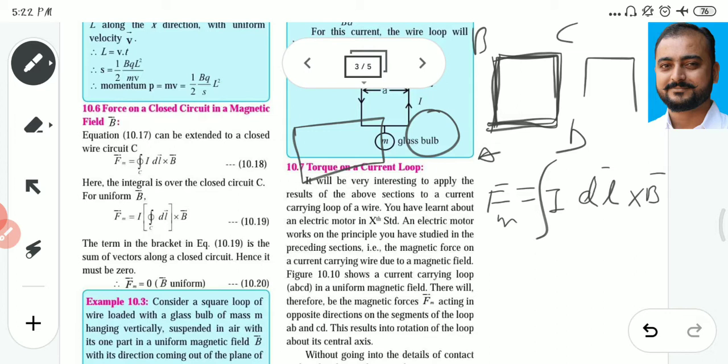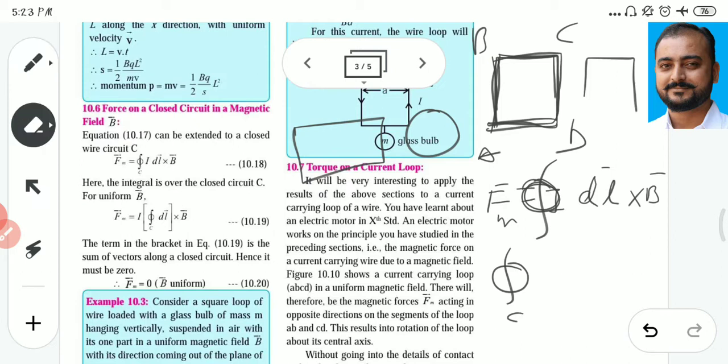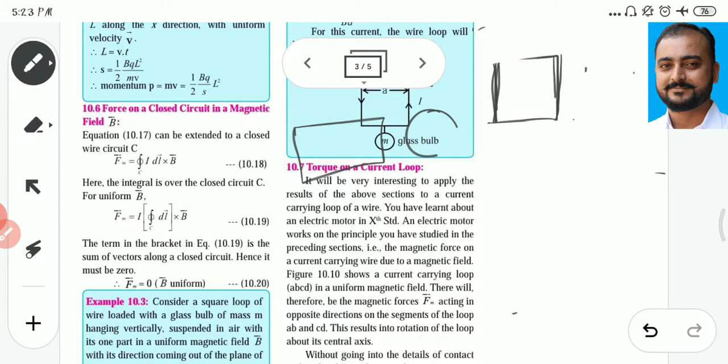In these closed circuits, we have to consider the integral over the closed circuit. What does this symbol indicate? The symbol indicates that the integral is taken over the closed path. Either you can write C also. It is also called a line integral. So simply we consider here Fm is equal to integral of I dl bar cross B bar.